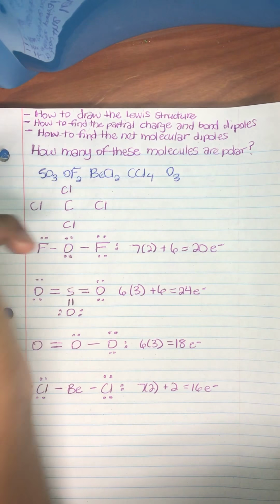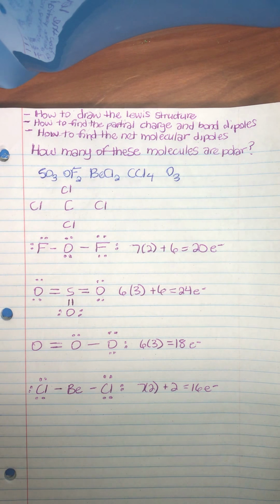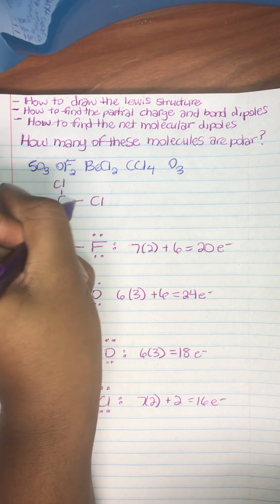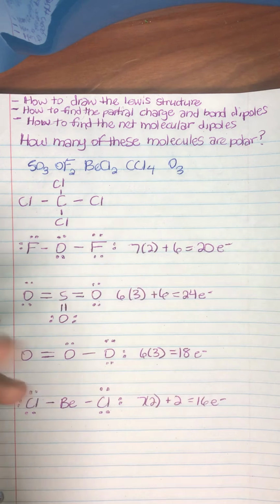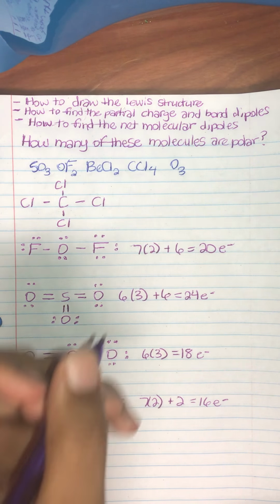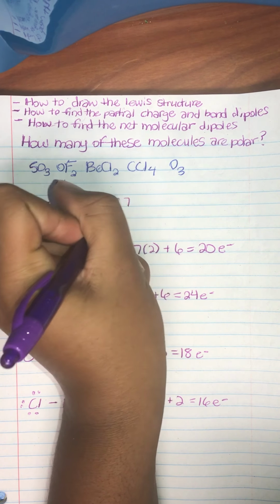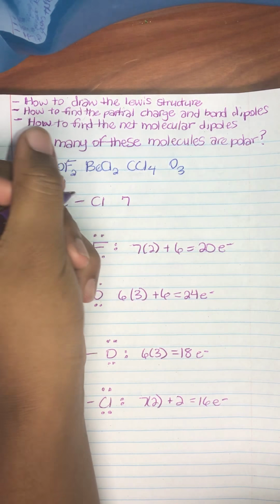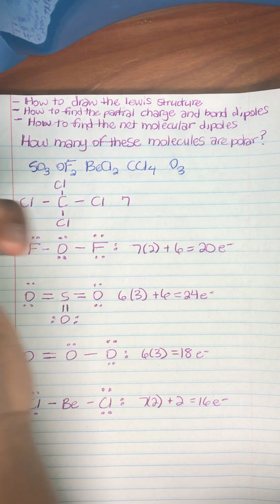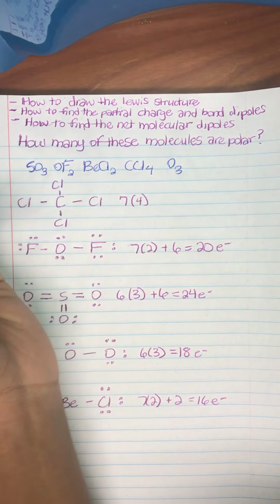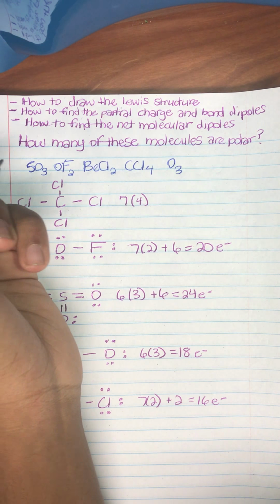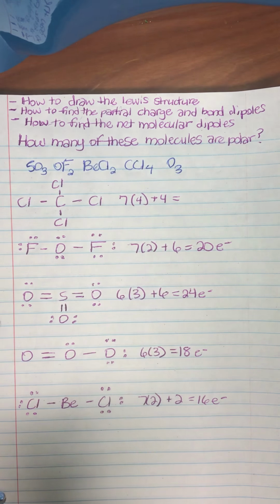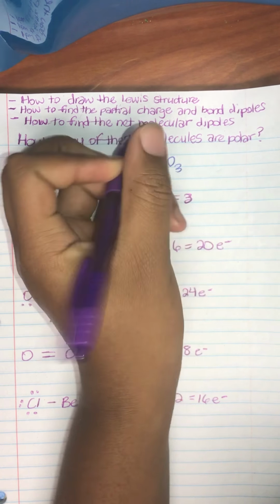So you would draw each of the atoms, and then do the single bonds first to connect them. Then you find how many valence electrons are in the molecule. It's 7 valence electrons for chlorine, and there are 4 of them, and then 4 electrons for carbon. So 28 plus 4 equals 32 electrons.